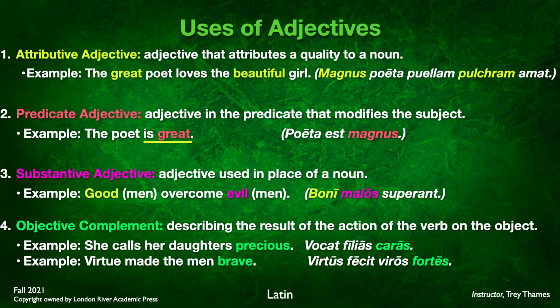And so in the Latin, it is virtus. That's virtue. Fecit. Made, perfect tense. Virtue made viros, direct object, accusative plural. Virtue made the men. Virtus fecit viros, brave, fortes. So this is a third declension adjective, and it is accusative plural masculine to agree in case, number, and gender with viros, of which it is the objective complement.